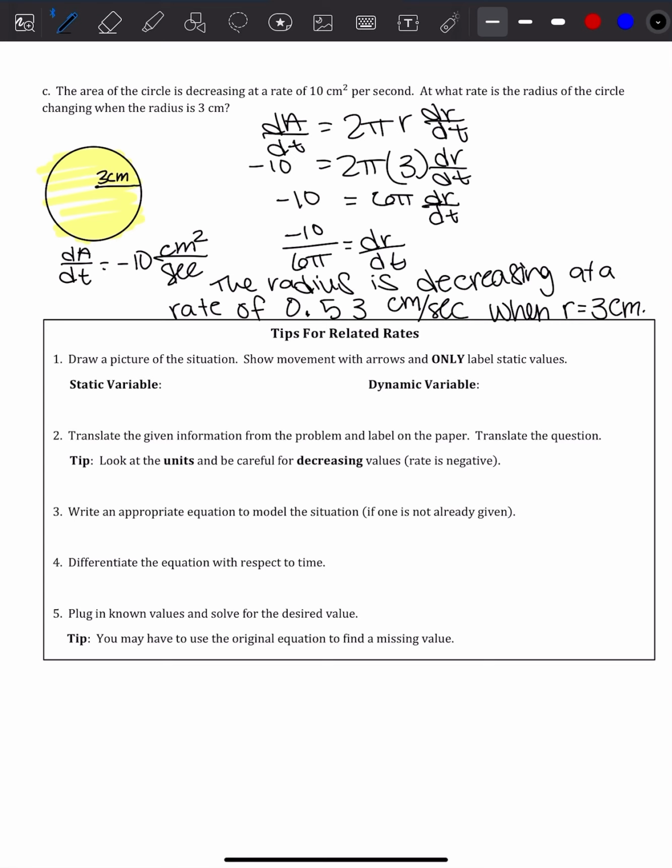Translate the information given to you from the problem and label it on your paper. We need to look at units. We need to be careful about signs. All of those pieces that we have in our problem, we have to take into account. Write an appropriate equation to model the situation, if not already given one, based off of whatever shape or situation we're given. There's going to be an equation that works for us. Differentiate with respect to time, and then plug in what we know. Every single time with related rates, we can follow these guidelines. We're going to continue with related rates and different types of problems as we look at more related rates problems.